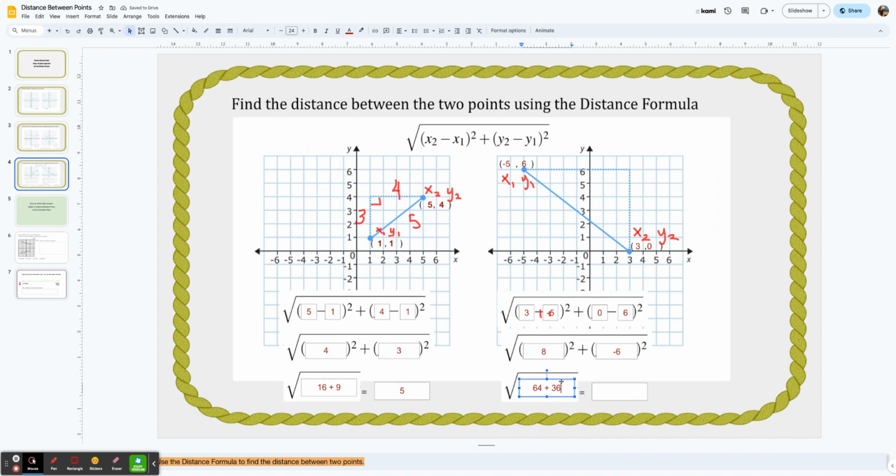64 plus 36, we're going to do that sum before we take the square root because there's understood to be parentheses here. This is going to be 100, and the square root of 100 is 10. So if I used the Pythagorean theorem approach, this would have been 6, this leg here, 3 plus 5, this would have been 8. And so we have a 6, 8, 10 Pythagorean triple where the length of the hypotenuse is 10 units.